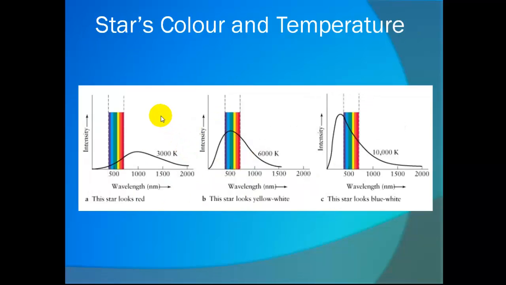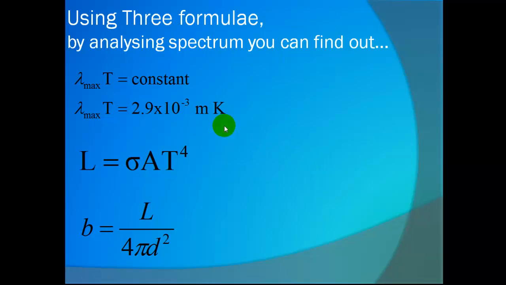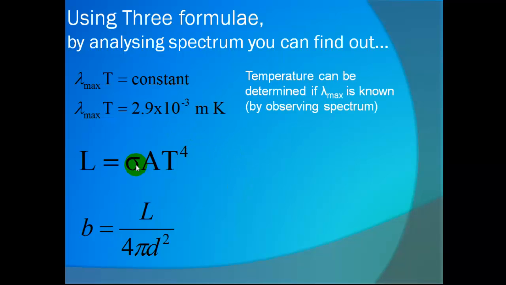Here we have different black body curves for different stars. 3000 Kelvin, note that the peak wavelength is around 1000 nanometers. Here it's roughly 500 nanometers. For a star of 10,000 Kelvin, it's 300 nanometers or something like that. So by using these three formulae, Wien's displacement law, the black body curve, the Stefan-Boltzmann equation, and the brightness is equal to luminosity divided by 4 pi d squared, we can find out many factors about the star.